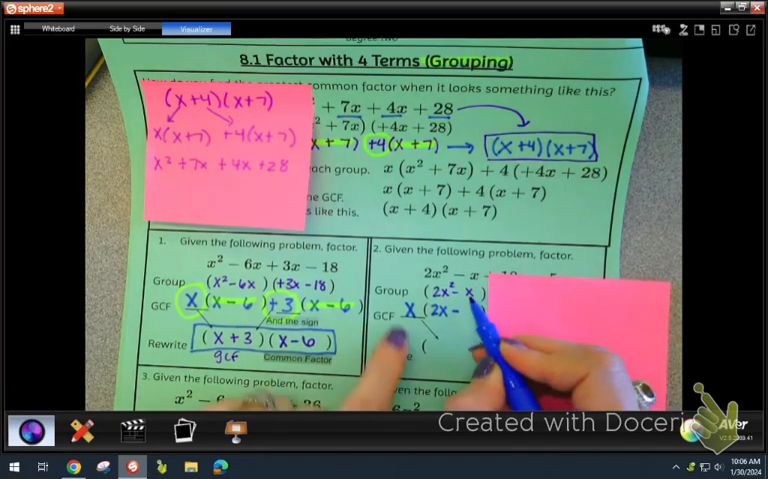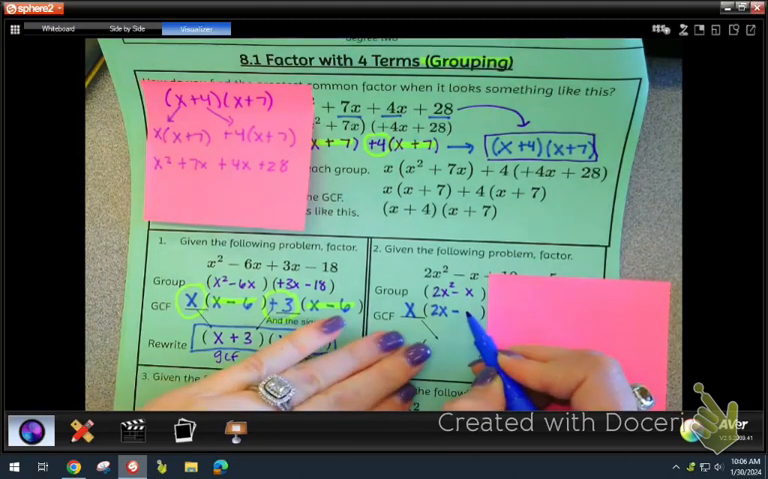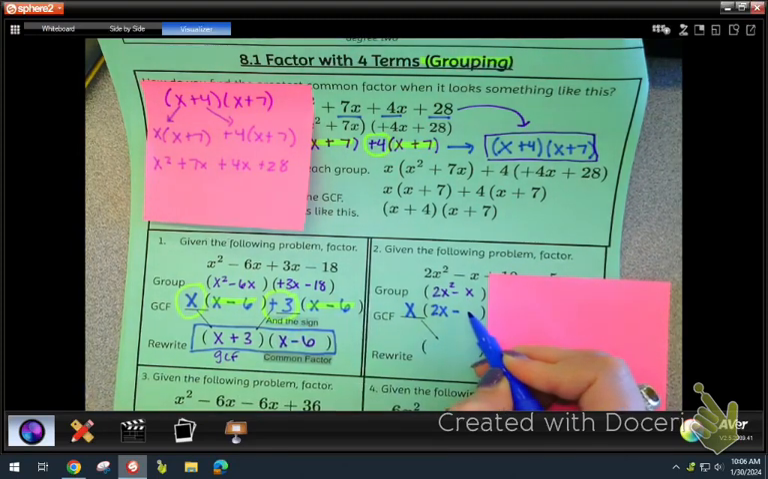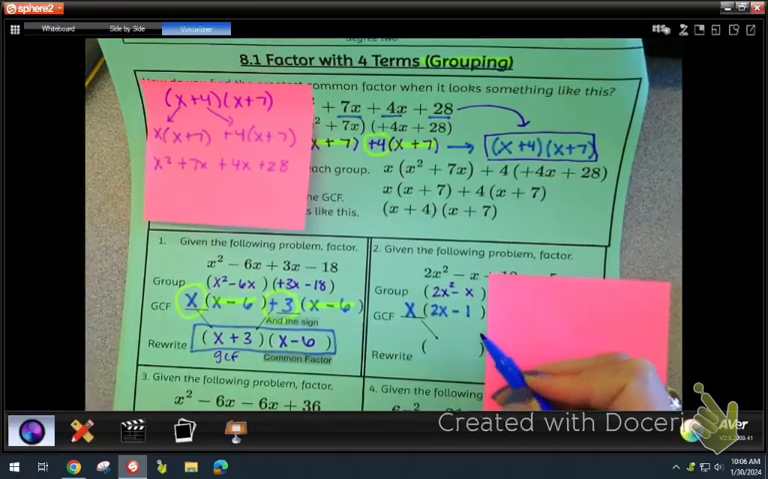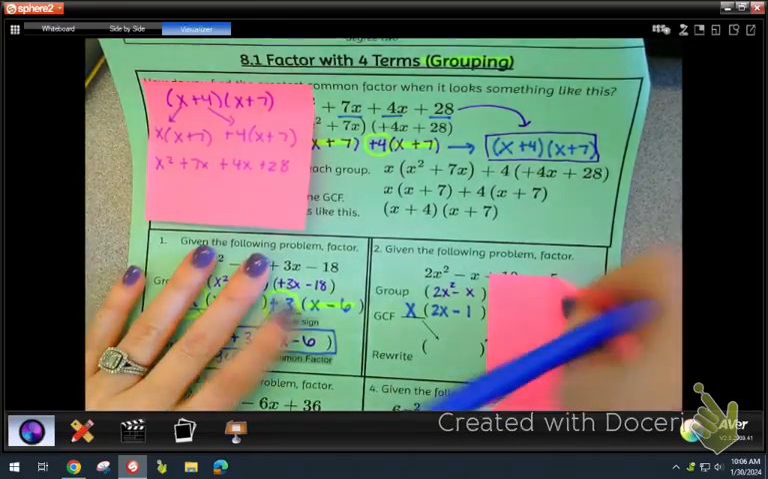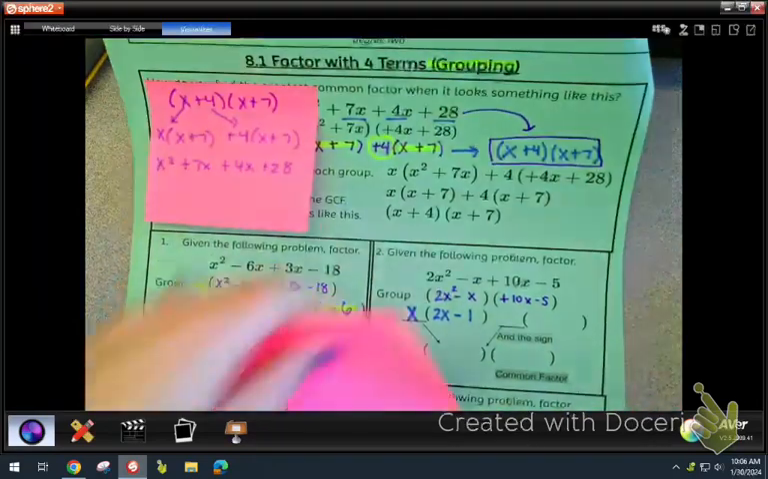If you have an x and you take it out, what's left right here? What do we put when there's a tie? We put a 1. You have to put that number though, okay? So 2x minus 1 is right there. That's the harder GCF.